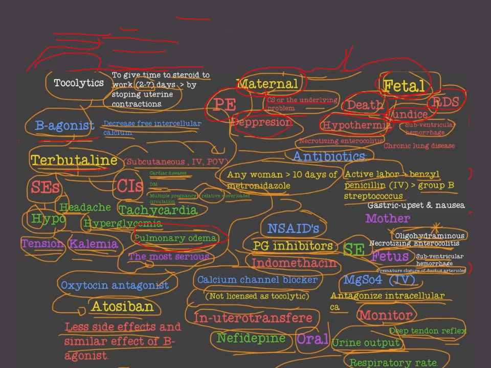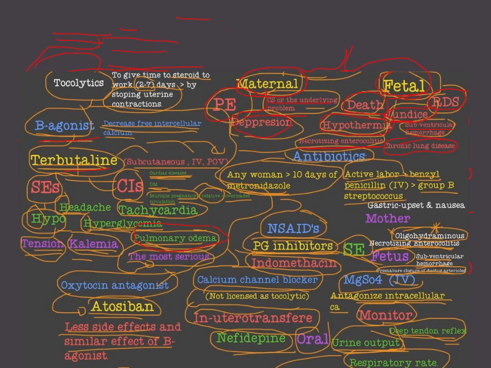Now the complications of drugs. What are the complications of indomethacin? Necrotizing enterocolitis, as we said, from the head down. In the head, subventricular hemorrhage. In the chest, patent ductus arteriosus. In the abdomen, necrotizing enterocolitis and oligohydramnios. And also chronic lung disease is a complication. So these are the complications, maternal and fetal, of preterm labor.